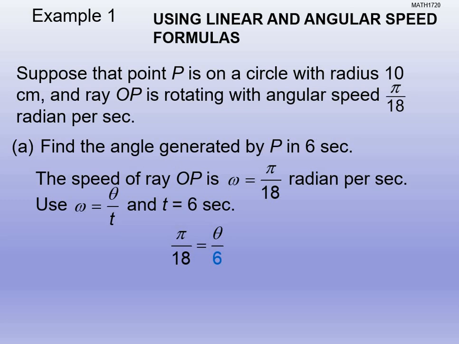Well, theta is being divided by 6, so we have to multiply both sides by 6. So we're going to get 6 pi divided by 18, and when we simplify that down we end up with pi over 3. So theta is pi over 3. That's the angle at time 6 seconds where we get an angular speed omega of pi over 18. So that answers part A. We're solving for theta. Theta is pi over 3.